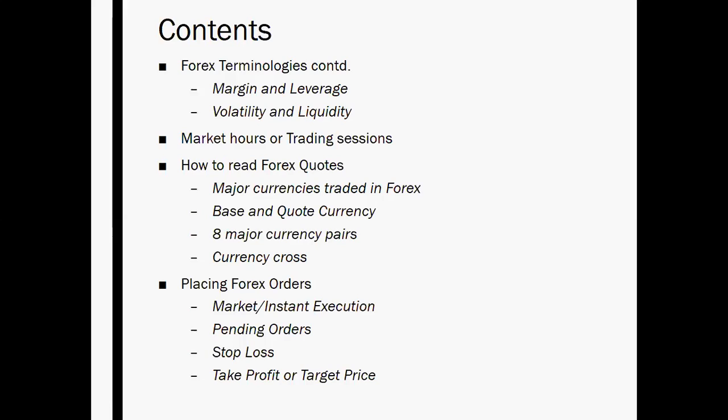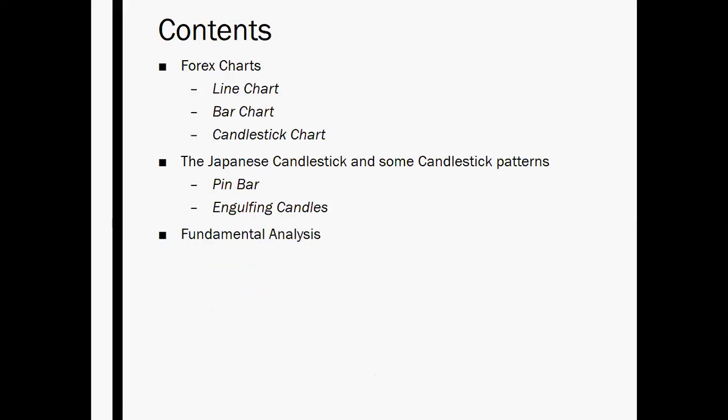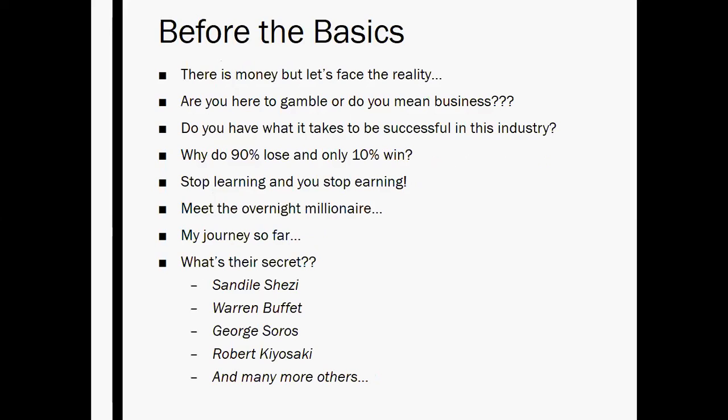The different kind of orders we have: the instant execution, the pending orders, the stop loss, the take profit, and the target price. And afterwards, we look at forex charts, the different kind of charts we have, the three basic different charts: line chart, bar chart, and candlestick charts. And then we look at the Japanese candlestick and some candlestick pattern. And finally, we would end the class with fundamental analysis. So let's shoot and let's get it running.